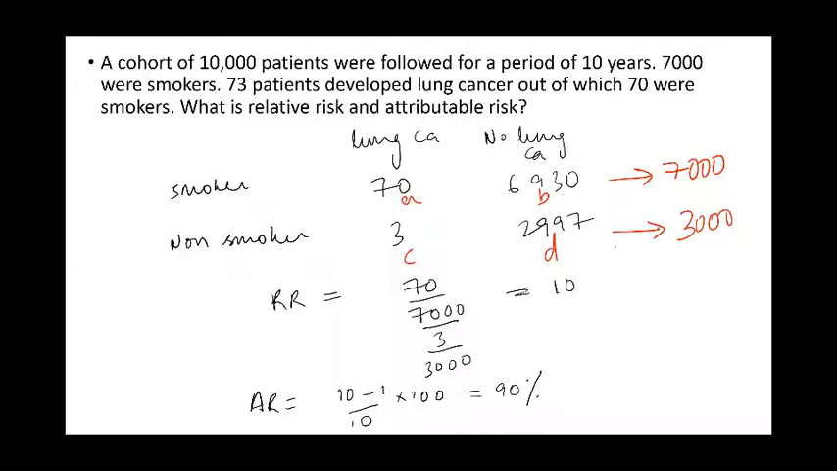However, we come to attributable risk. So here we see that even a non-smoker also gets lung cancer. So the risk in non-smoker is 3 by 3,000. So now we negate 3 by 3,000 from 70 by 7,000. So this would be 10 minus 1 by 10. And hence this would give an attributable risk of 90%. So in this study, we can tell that 90% of the lung cancer in the smoker group is attributed to smoking, while the 10% is related to other factors, which are common for both the groups.